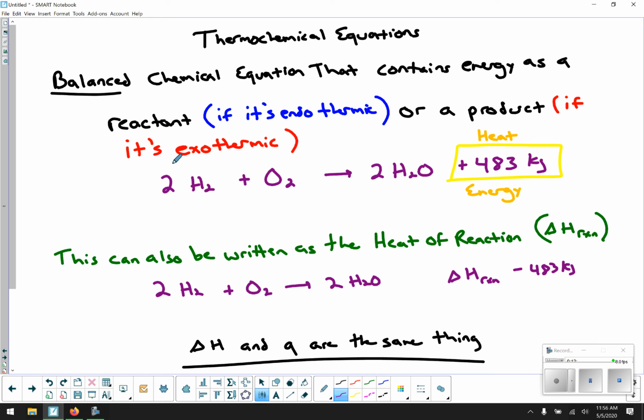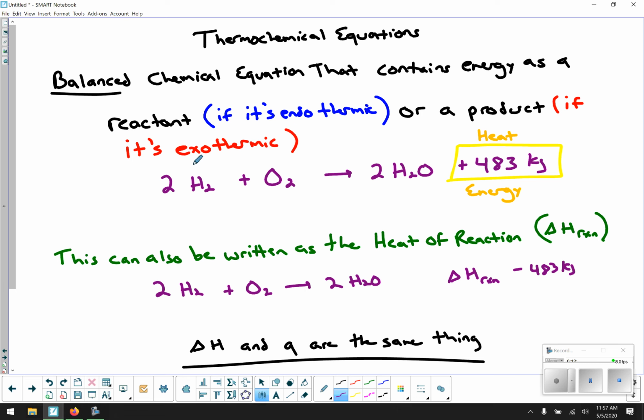So here's an example: the combustion of hydrogen to make water. Now, it has to be a balanced equation because it's a chemical equation. We work with balanced equations. But 2 hydrogen gases plus an oxygen gas gives us 2 waters, and then plus 483 kilojoules. So it shows the heat energy. So it's a chemical equation that has the thermo component, the heat component, thermochemical equation. And that's all it is.